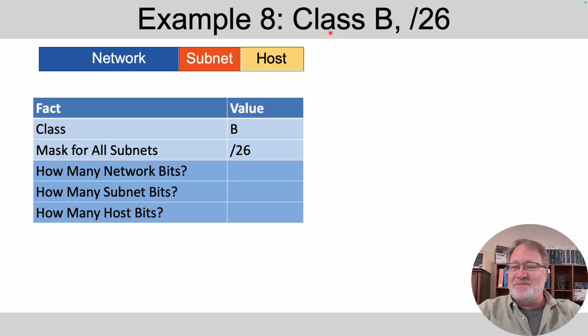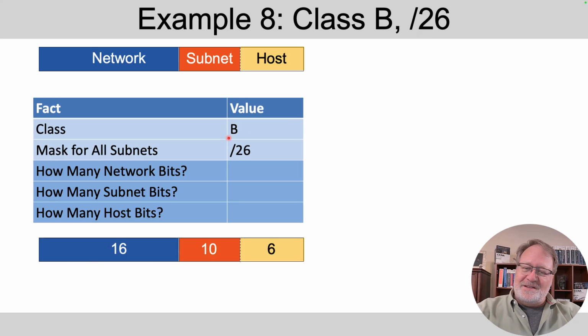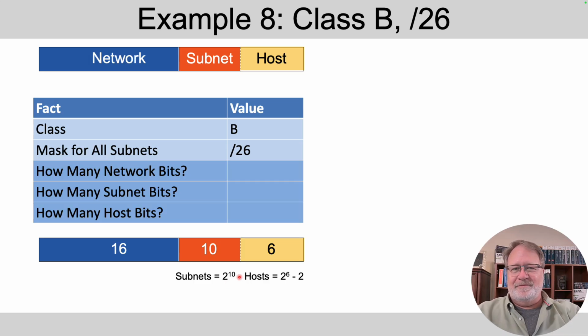We're back to a Class B network now with a /26 mask. So because it's Class B, we have 16 network bits. We've got 10 subnet bits because 16 plus 10 adds up to 26. That means we need 6 more bits in the host field, so they all total up to 32, giving us 2 to the 6th minus 2 hosts per subnet and 2 to the 10th subnets.